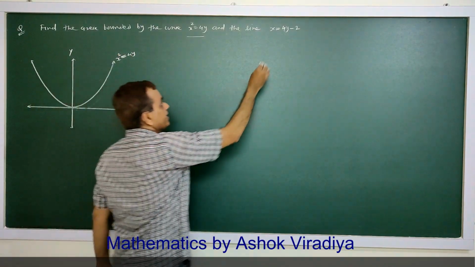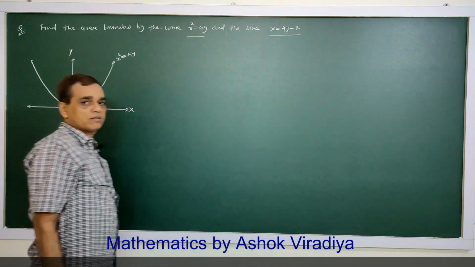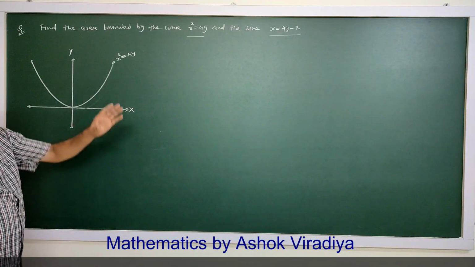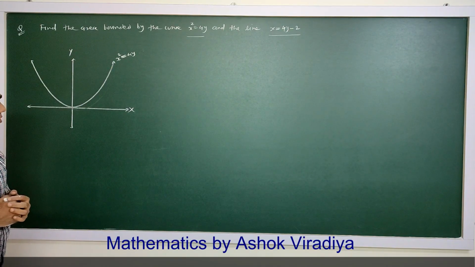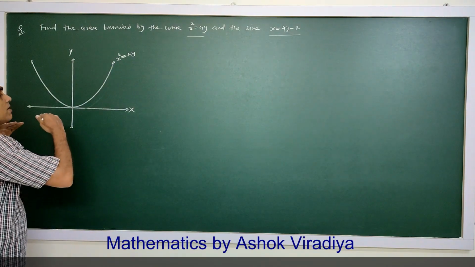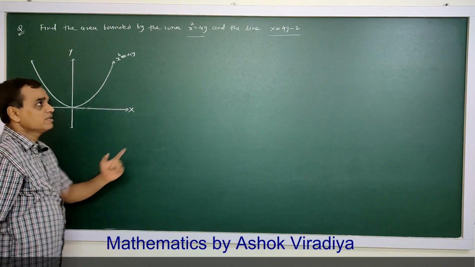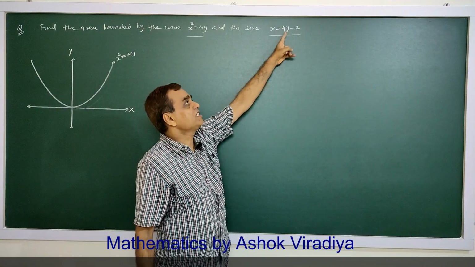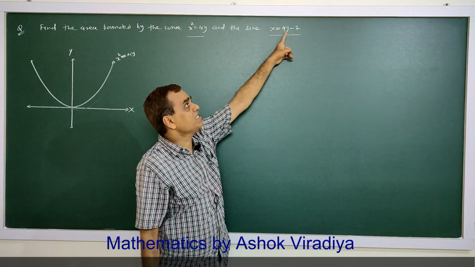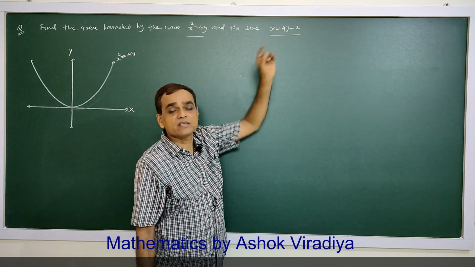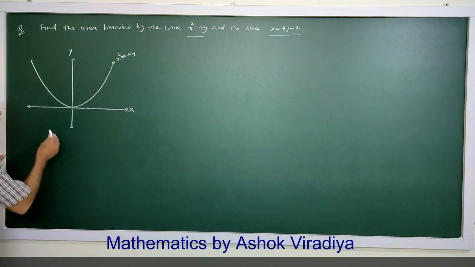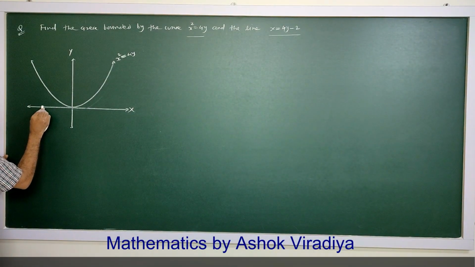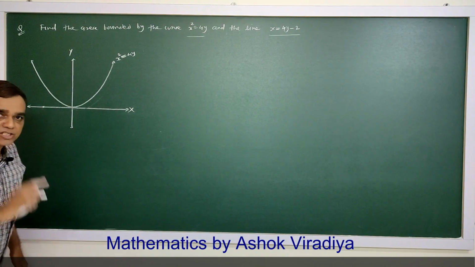Now we take this line. To keep it at the proper location, first we think about its rough location. If y is 0, then x is minus 2. That means the x intercept is minus 2. The line will be passing through this point.